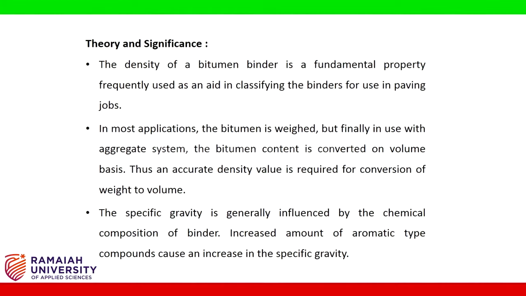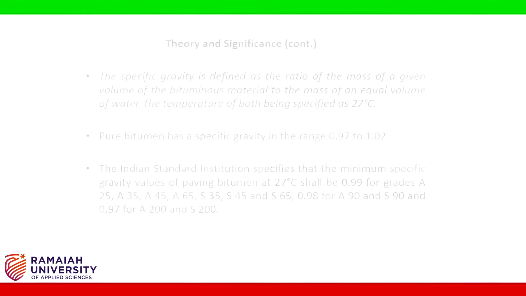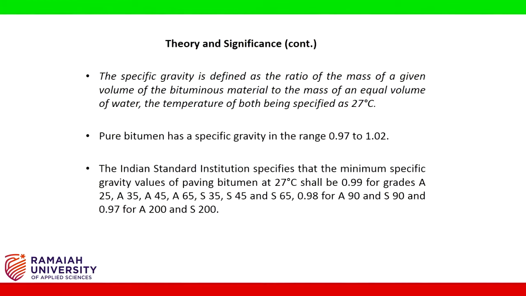The specific gravity is generally influenced by the chemical composition of binder. Increased amount of aromatic type compounds cause an increase in the specific gravity. The specific gravity is defined as the ratio of the mass of a given volume of the bituminous material to the mass of an equal volume of water, the temperature of both being specified as 27 degrees Celsius.